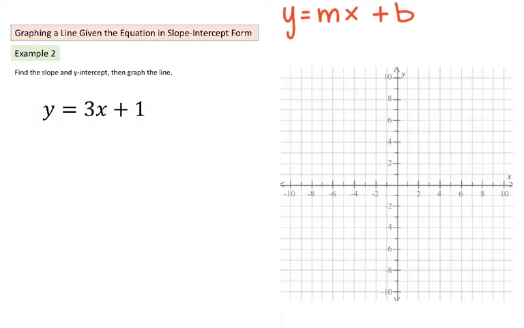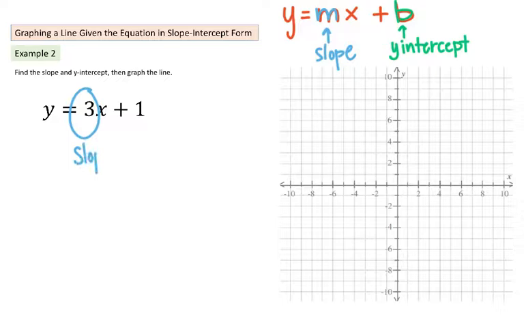Let's do another similar example. Remember, slope-intercept form is y equals mx plus b, where m is the slope and b is the y-intercept. So in this example, the number in front of the x is the slope, and the added or subtracted term, in this case plus 1, is the y-intercept. So if we were going to graph it, it's always easiest to start at the y-intercept. That's the point on the graph where the line will cross the y-axis. So it will cross at plus 1. We'll draw that point. And then we use the slope to find a second point.